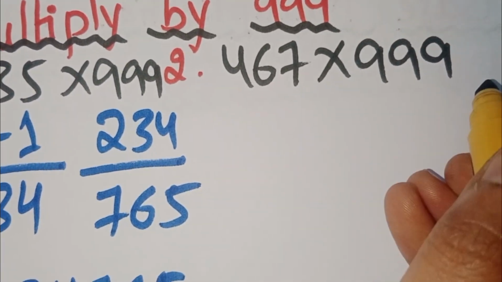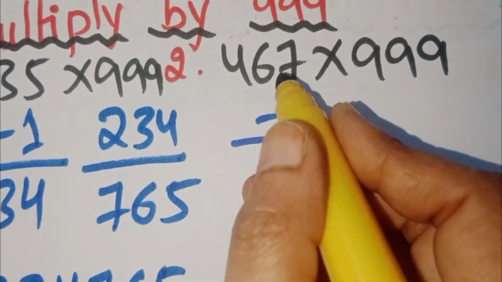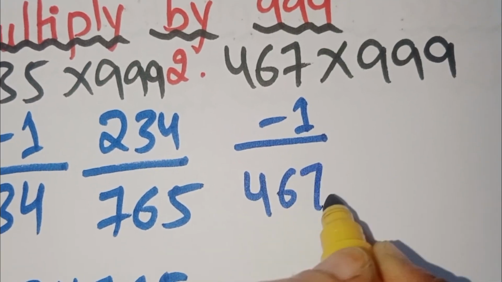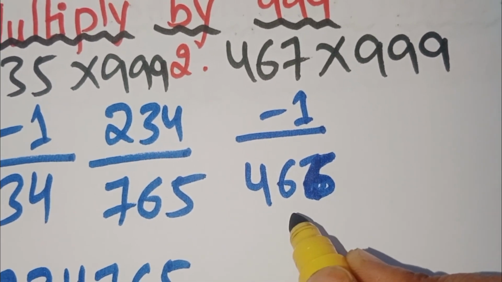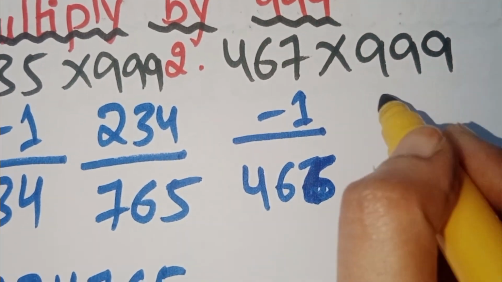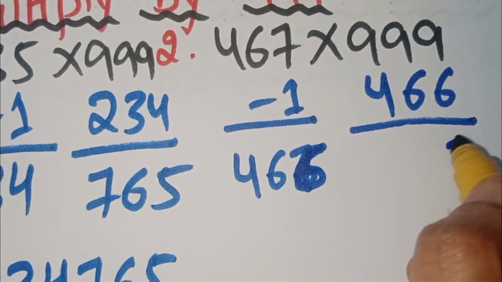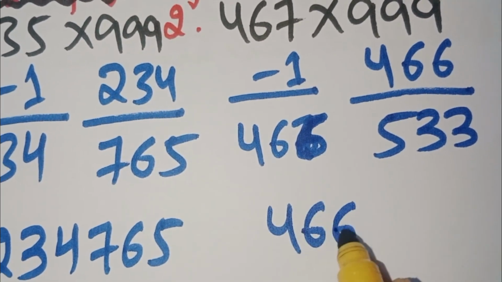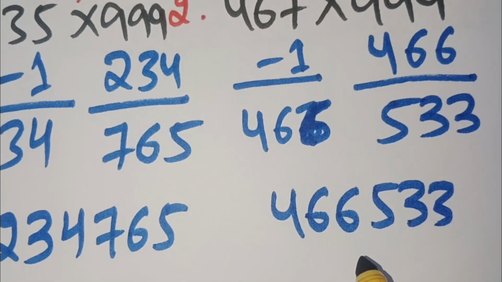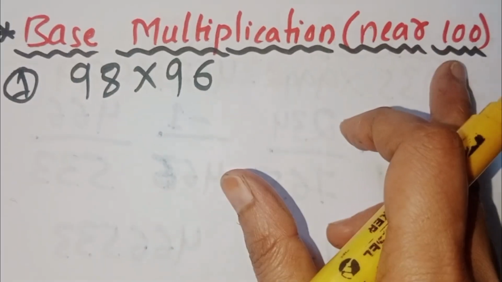467 into 999. First, subtract 1 from the original number. 466. Now, subtract this number from 999. 533. Now, combine these two numbers. 466,533. This is the answer.